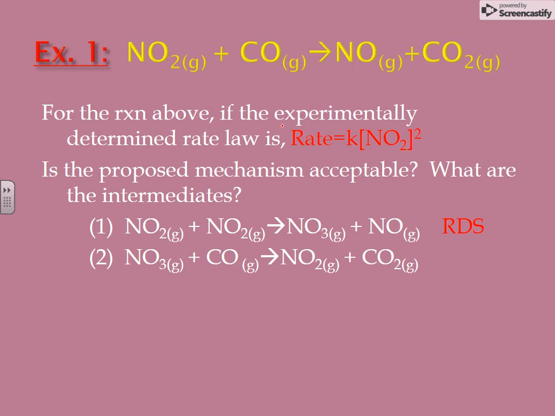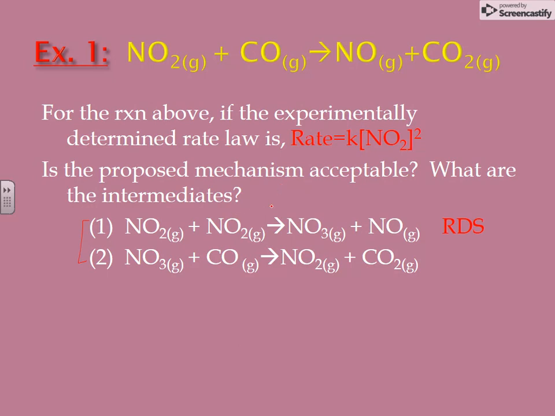So it says for the reaction above, if the experimentally determined rate law is rate equals K times NO2 squared. So this would have been determined using method of initial rates. So what they're giving you, they want to know if the mechanism proposed here is acceptable. And then it also wants you to determine what the intermediates are, if there are any.